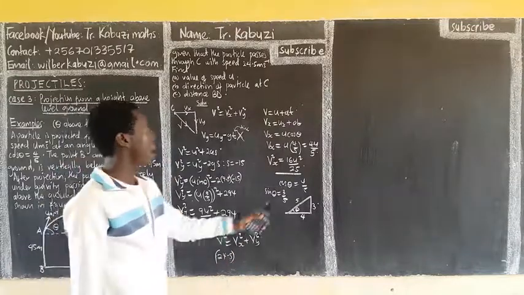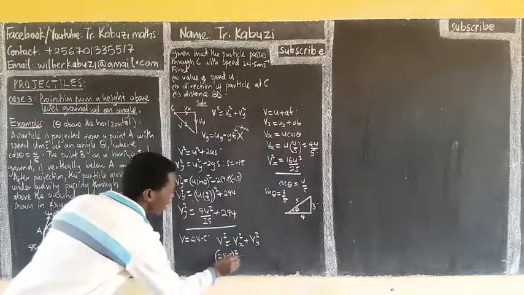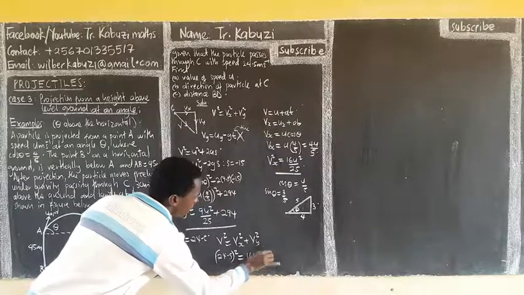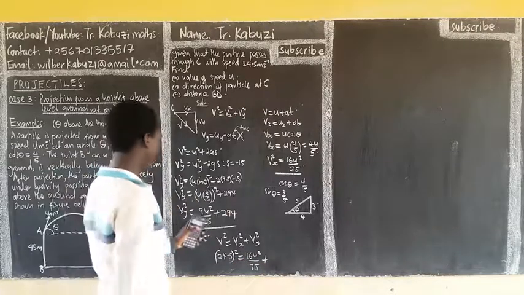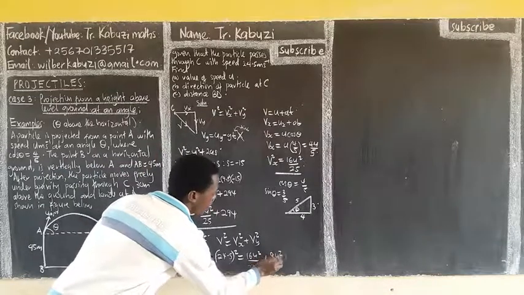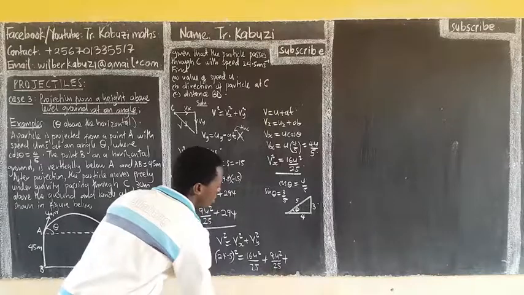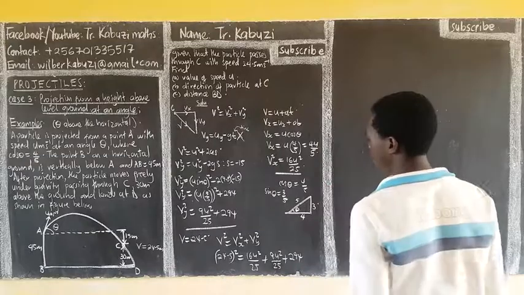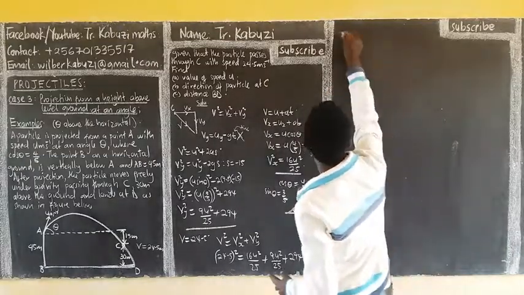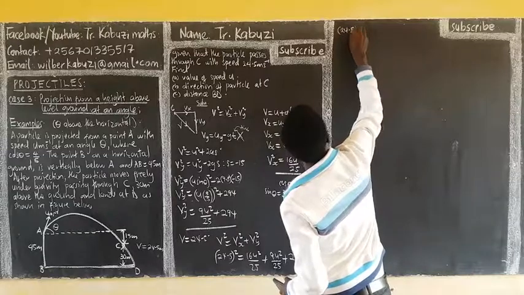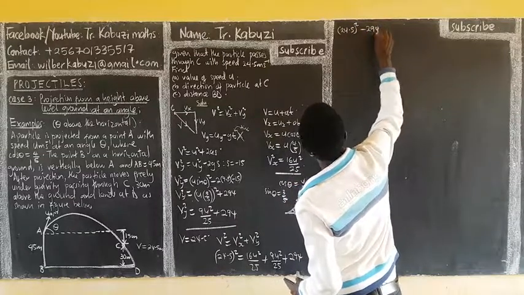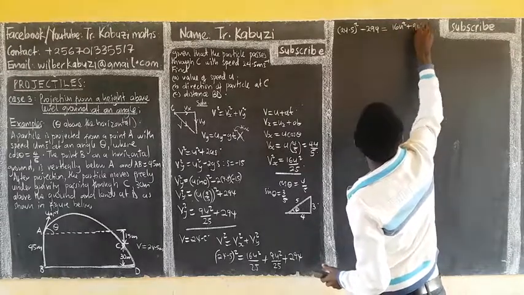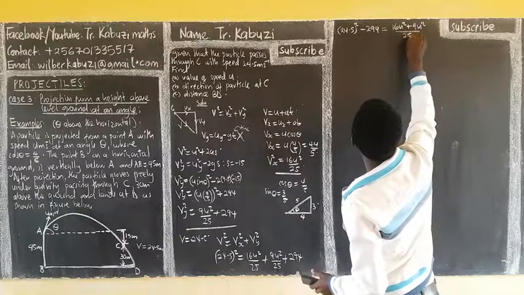Now the only unknown I have is u, which I can easily get. It will be 16u squared over 25, plus 9u squared over 25, plus 294. So from here, when I take this side, I have 24.5 squared minus 294 equal to 16u squared plus 9u squared, the whole over 25.